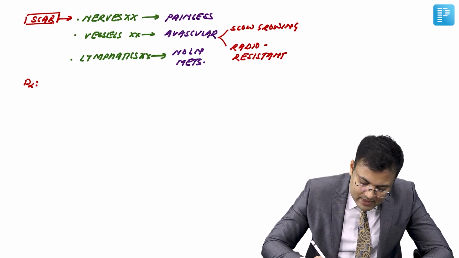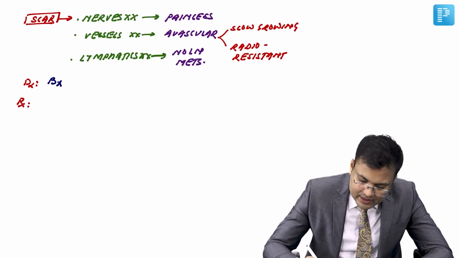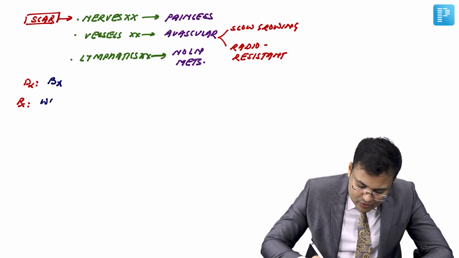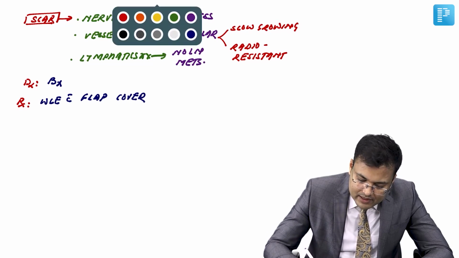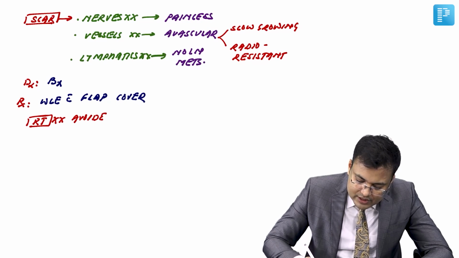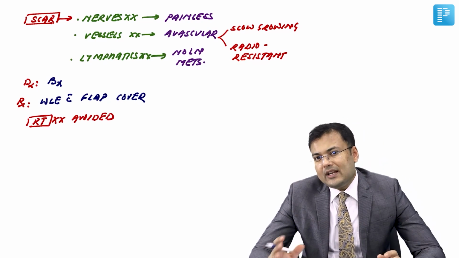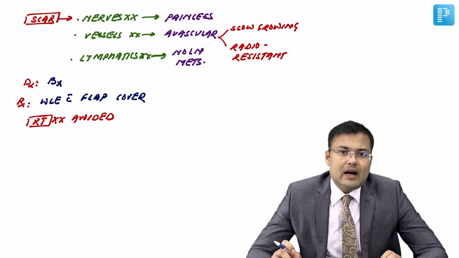So how do we make the diagnosis? It is diagnosed by biopsy. And what's the treatment? It's the wide local excision with flap cover. We have to cover the defect with flap. And what should be avoided? Radiotherapy should be avoided because this is radio resistant and you don't want obliterative endarteritis in the arteries of flap.